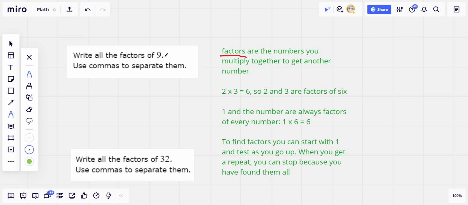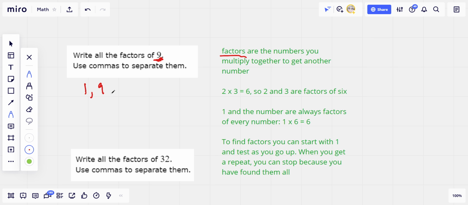First of all, you can start with 1. So in this problem, we're being asked to list the factors of 9. 1 is going to be a factor of every single number, and 1 times that number is what the factors are. 1 times 9 is 9, so 1 and 9 are factors. And then what else? I'm just going to go up from 1 to 2. Well, no, because 9's not an even number, so 2 is not going to be a factor. It's not divisible by 2.